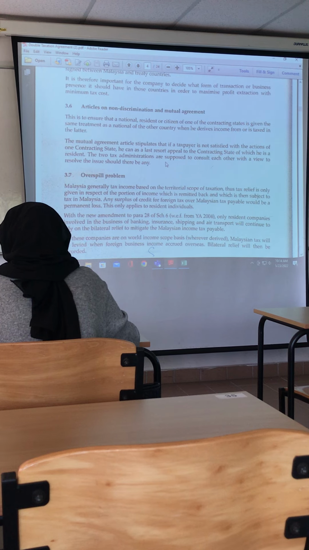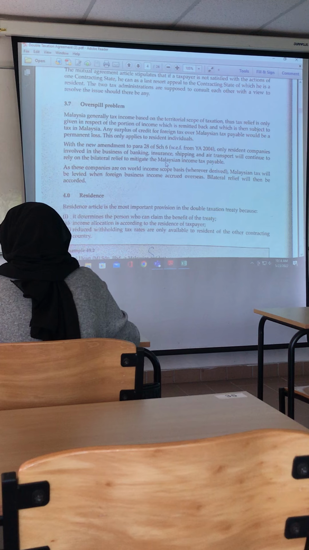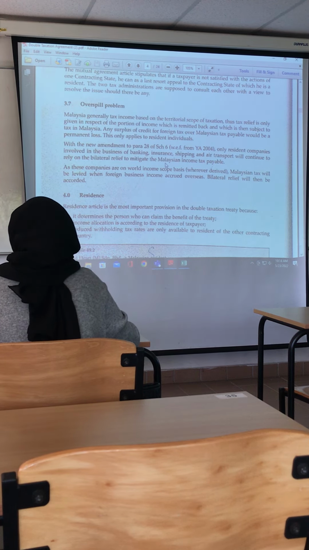Overspill problem. Malaysia generally taxes income based on the territorial scope. So what do you mean by territorial scope? It means that, remember that Malaysia punya map tu, alright, and then we have this East Malaysia. Territorial means that we only tax you whenever income is in Malaysian territory. Right, territorial. Kalau world scope, wherever derived. Alright, okay. So Malaysia is based on territorial.